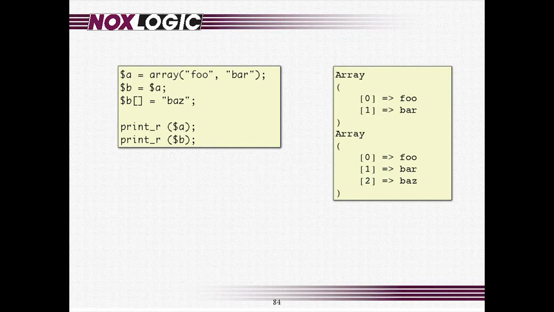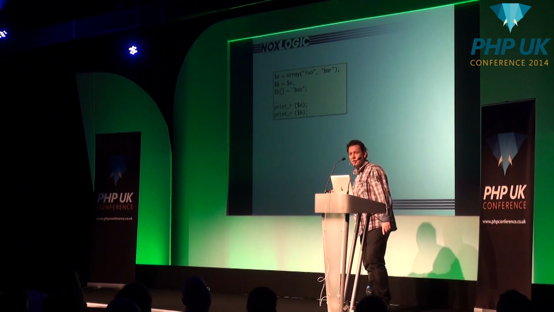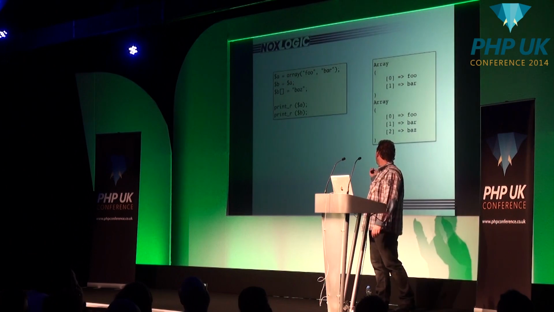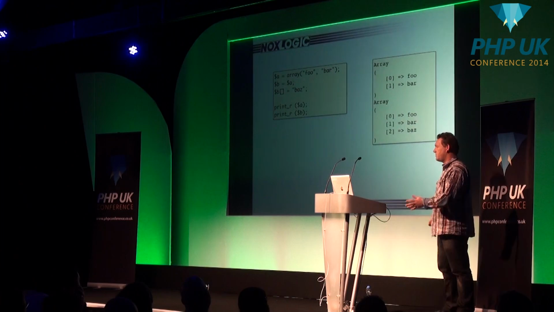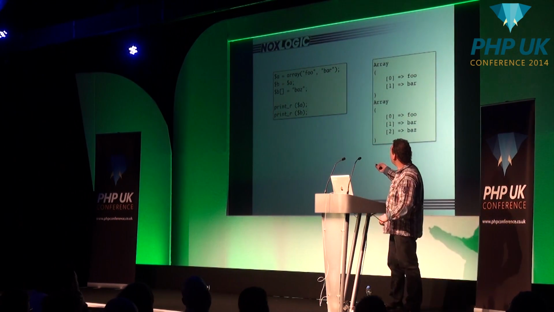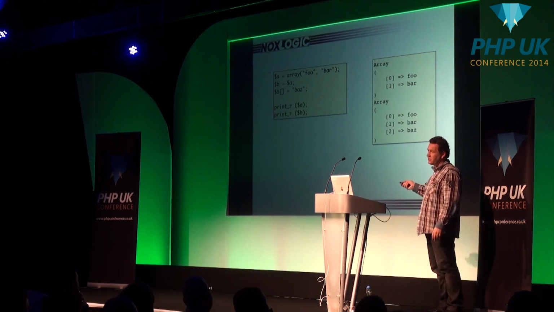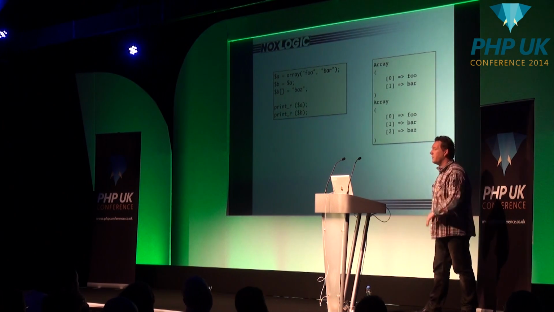I have an array with a foo and a bar element. I say B becomes A. I add an extra element to B. What will be the output? What will A be? Foo and bar. And B will become foo, bar, bash. Why is that? Because it's something called copy on write. It doesn't copy anything until something changes, and then it makes two copies, A and B in this case. Perfect. This is pretty common knowledge.